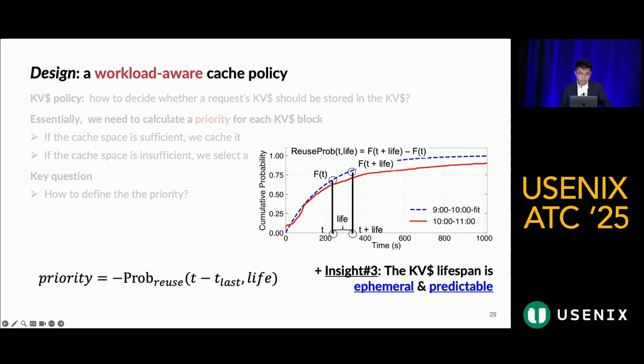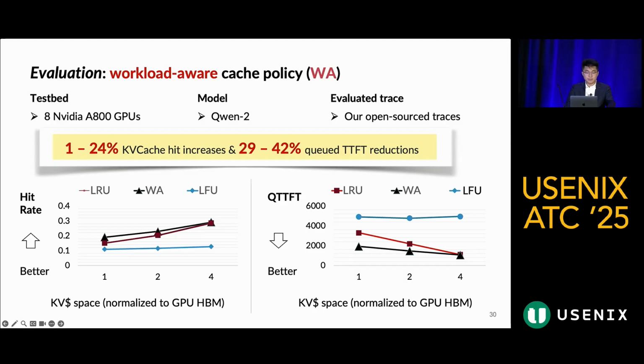One problem of using this distribution for estimation is that it assumes that a KVCache will eventually be reused, which is not true due to the ephemeral reuse pattern of KVCache based on our insight 3. Thus, we further refine our policy to consider this feature by only considering a short time window in the distribution, where the estimated time window, which we call life, is determined via profiling. There are more details in our cache policy design, but due to time, we will only sketch the main rationale here.